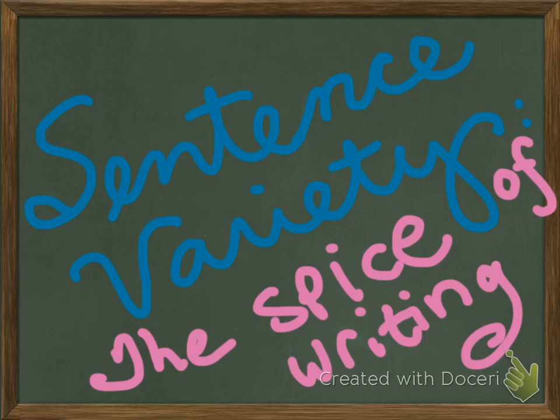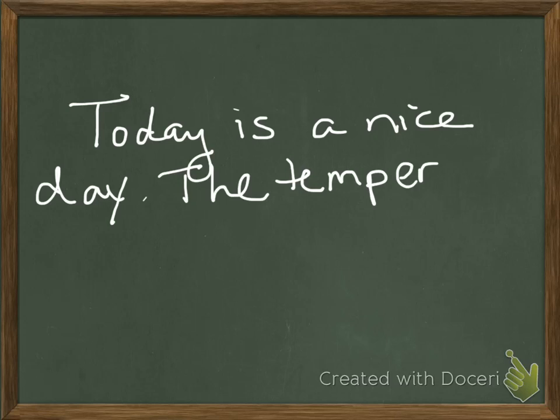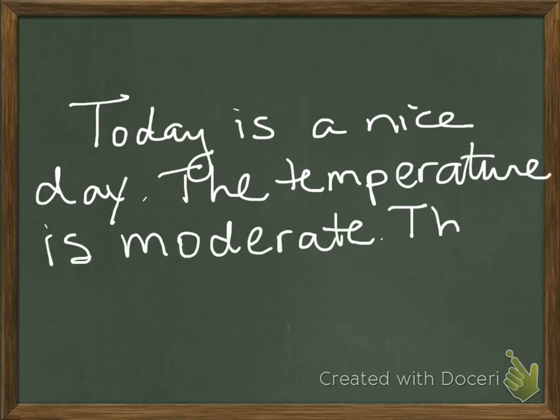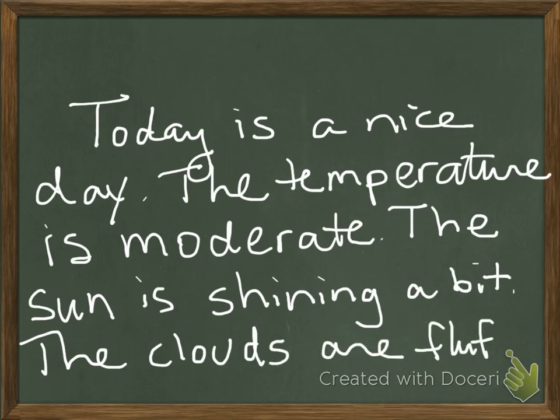So the same thing holds true in our writing and our reading. We want to see a variety of sentences. For example, take a look at these sentences. These are all about the same length and the same pattern, and they're boring. Today is a nice day. The temperature is moderate. The sun is shining a bit. The clouds are fluffy. So what we need to do in order to fix a little paragraph like this is we need to make some of the sentences long, some of them short, change the pattern.